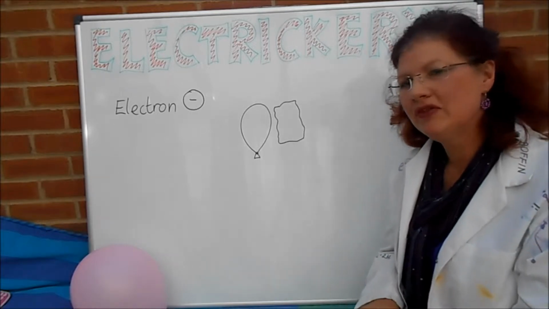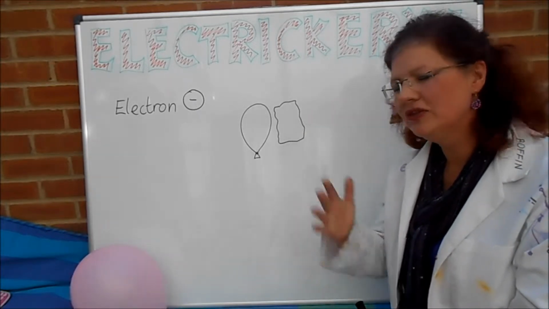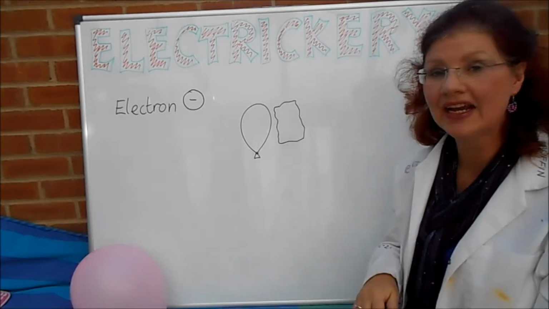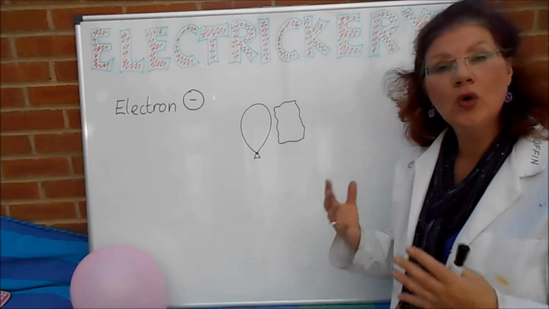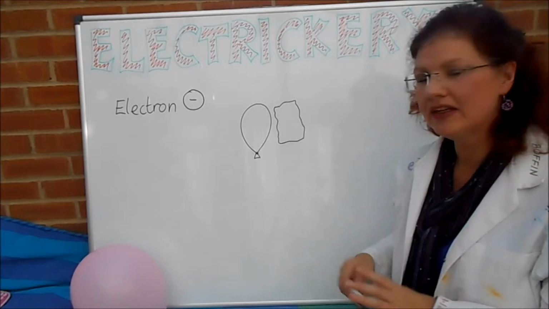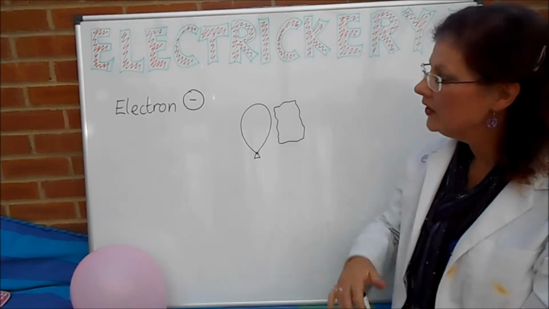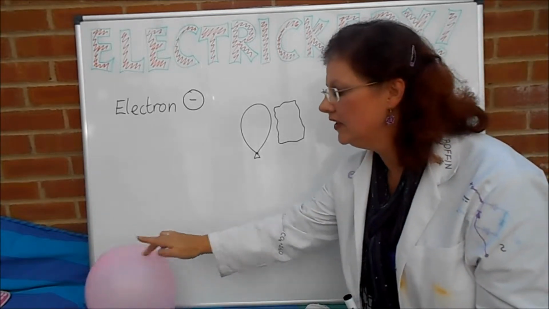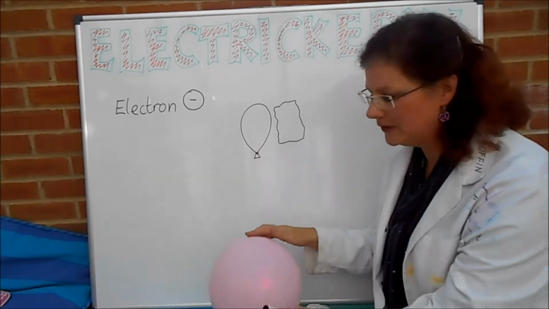Everything around us is made from atoms, which other videos will talk about later on. And one of the parts of atoms, the outer bit, is called an electron. An electron holds an electrical charge, and we draw it like that, with a little minus on it. So everything's got electrons on it. This cloth has got electrons on it. This balloon has got electrons on it.